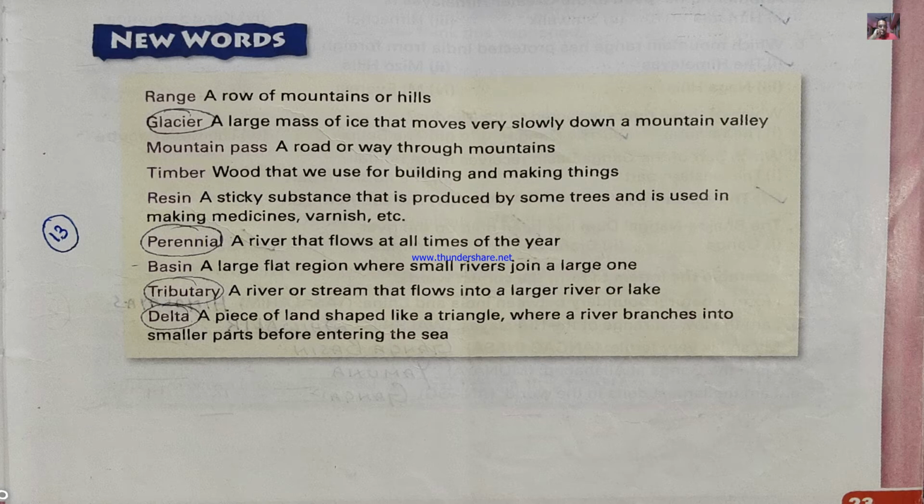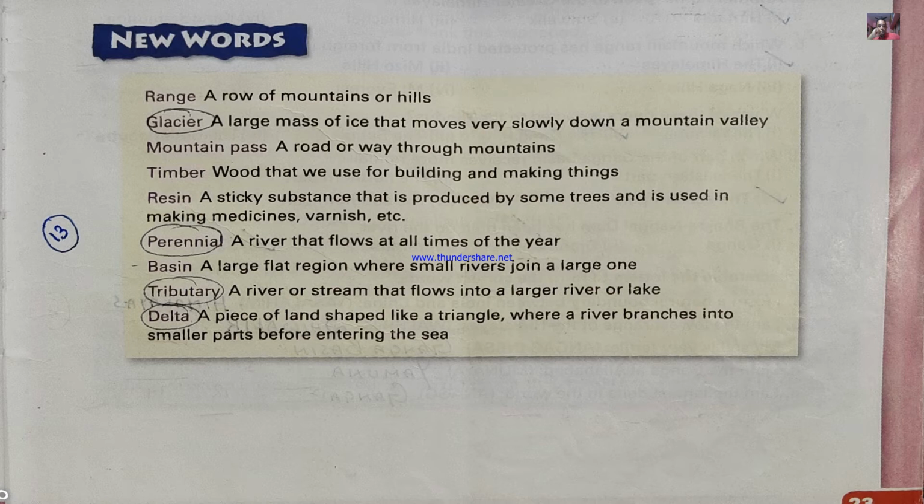Then we go to the next one, resin. Resin, you have to remember, is a sticky substance, just like a gum, that is produced by some trees and it is used in making medicines, varnish, etc. Varnish is used in paints.